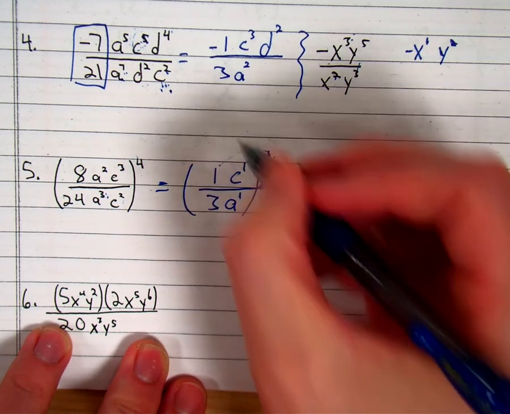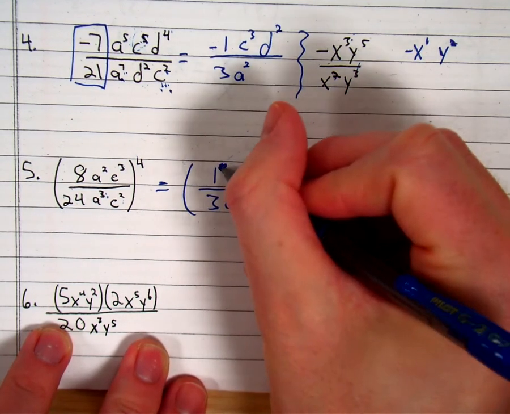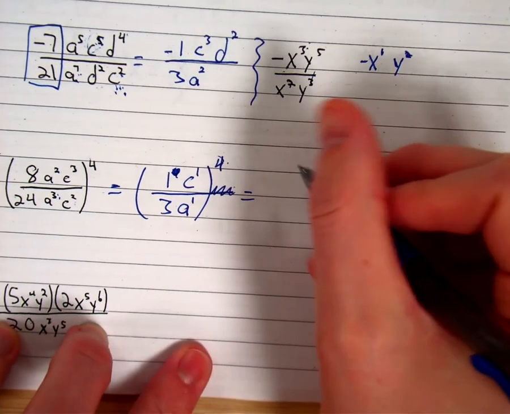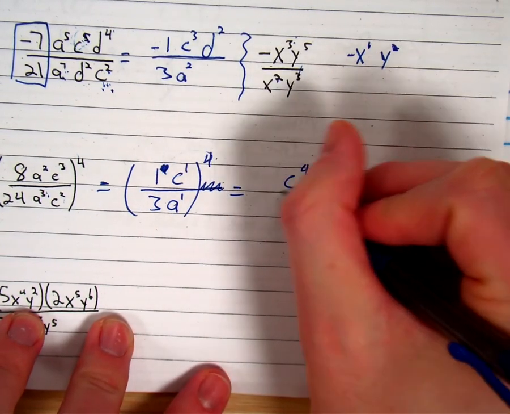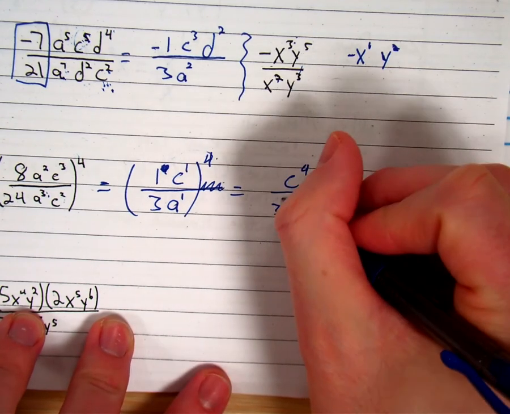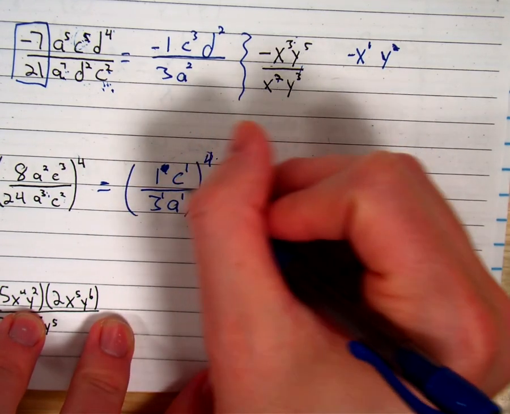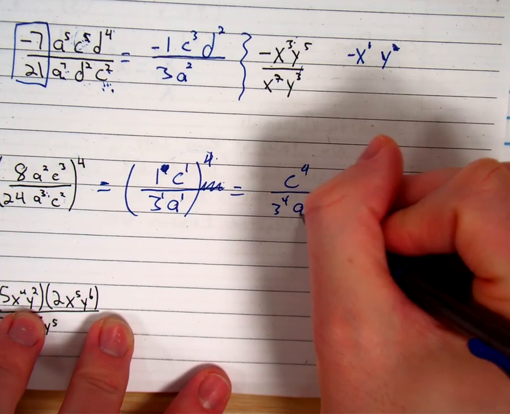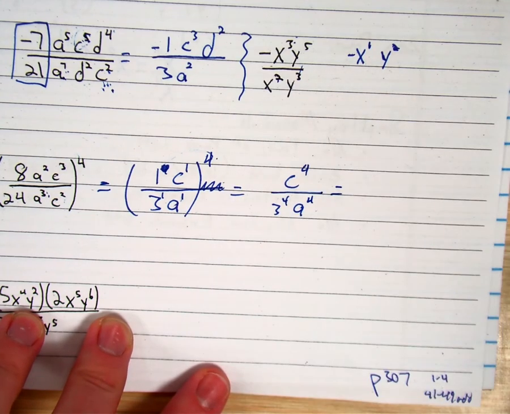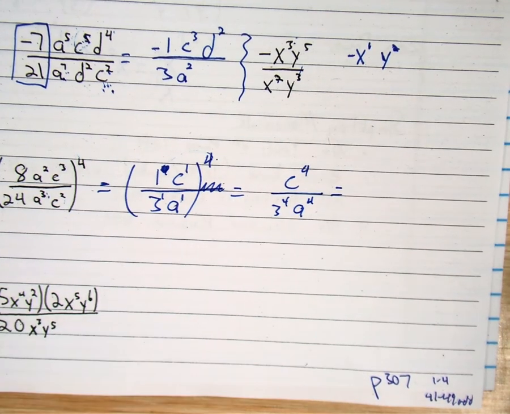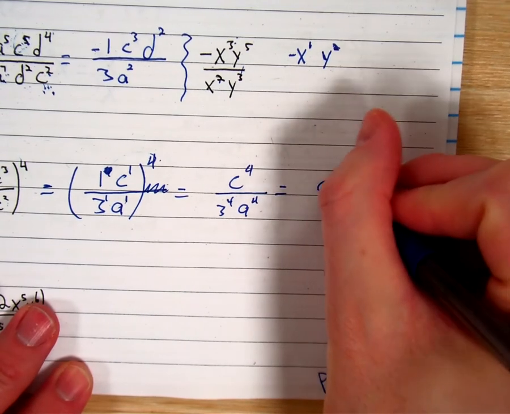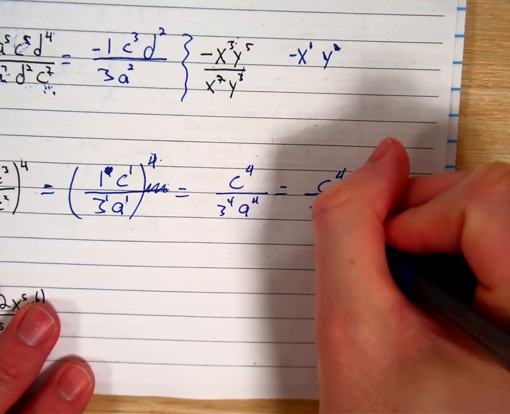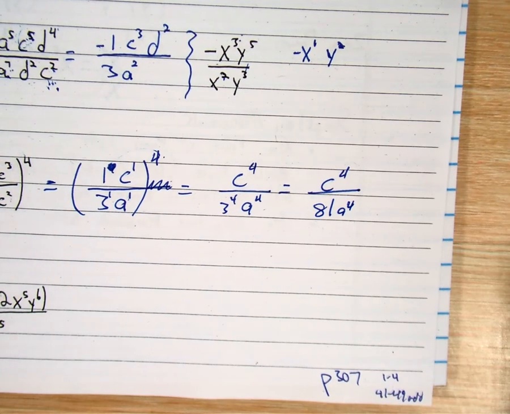1 to the 4th power is 1. C to the 4th power. C to the 1st, 1 times 4 is going to be c to the 4th. 3 to the 4th, 1 times 4 is 4, and 1 times 4 is 4, a to the 4th. Okay, we can do 3 to the 4th. 3 times 3 is 9, times 3 is 27, times 3 the 4th time is 81. So c to the 4th over 81, a to the 4th.